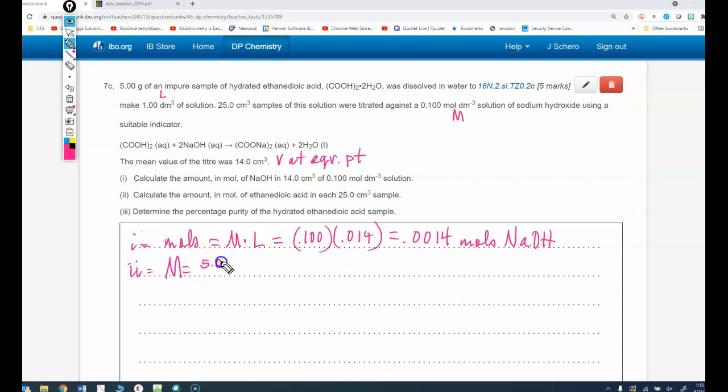be 5.00 grams. We're going to need to divide it by its molar mass. So to get its molar mass, I'm going to add 2 times 12 plus 16 plus 16 plus 1, and then I'm going to add 2 times water's molar mass, which is 18. So I am going to do 12 plus 16 plus 16 plus 1, multiplying that by 2, and adding to that 18 times 2 is going to give me, my molar mass is 126, so I'm going to divide this by 126, not 129.